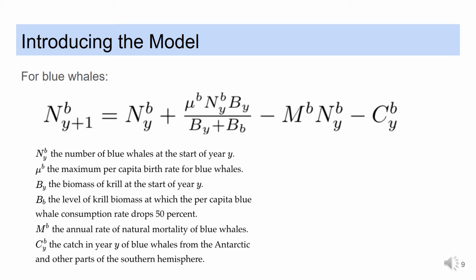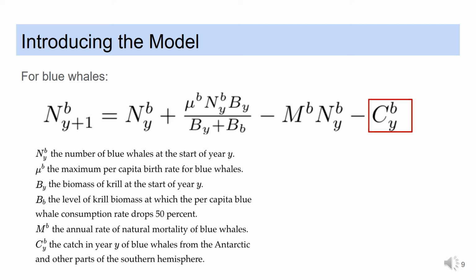I will now go over the equation that models the population of blue whales. We can already see that it has fewer parameters, due to their main threats to life being natural mortality and being harvested. First, let me briefly introduce the new parameters that we did not see on the previous slide. Mu b is the maximum per capita birth rate for blue whales. M sub b is the annual rate of natural mortality of blue whales. And C sub yb is the catch in year y of blue whales from the Antarctic region.